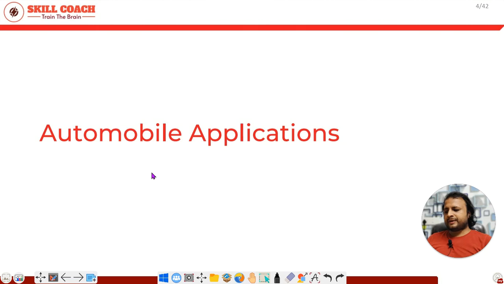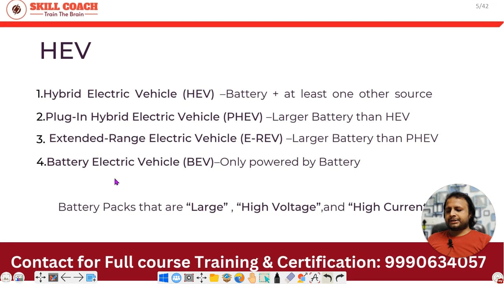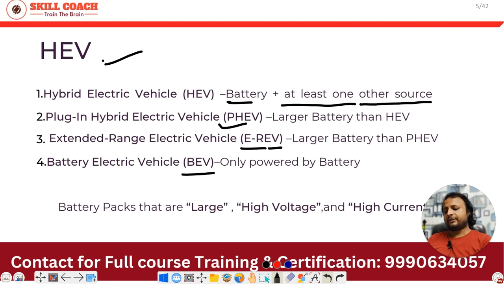Basically this session is based on automotive, like electric vehicles only. So we will cover those applications of battery which we currently use in the automotive industry. In electric vehicles, we use batteries to power the system. In hybrid electric vehicles we are using one battery and at least one other power source. If you remember, in my first lecture I covered the types of electric vehicles: what are the hybrid electric vehicles, the PHEVs, the REVs, and the pure battery electric vehicles.